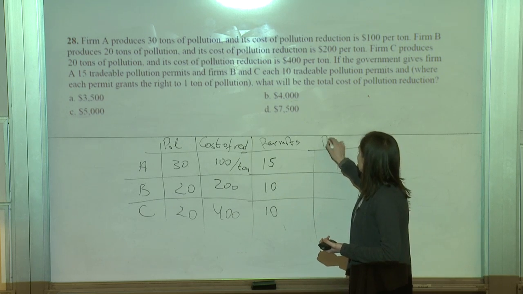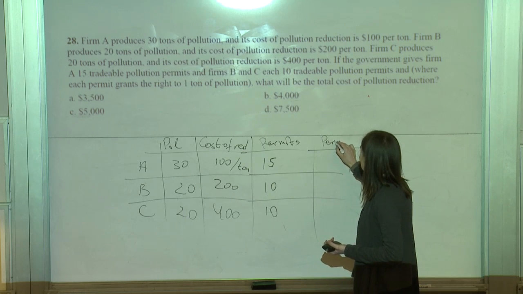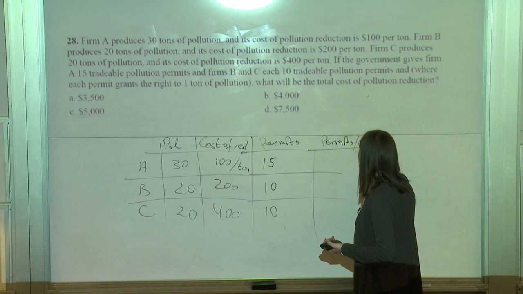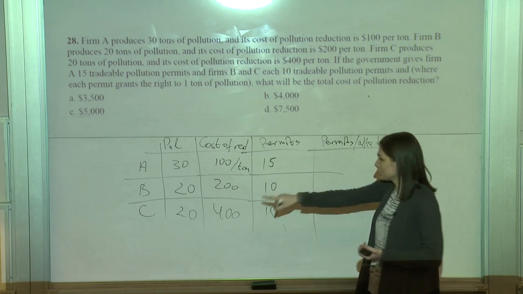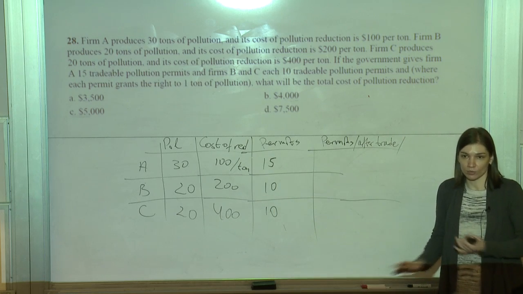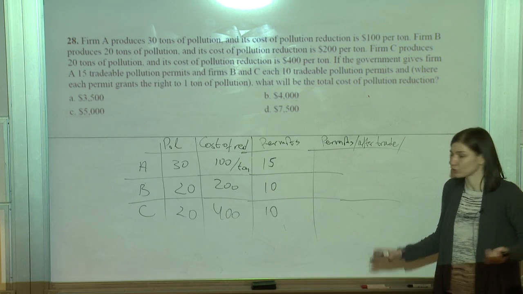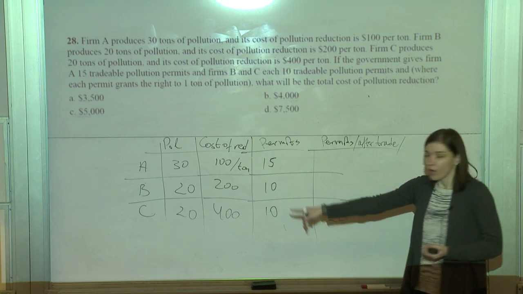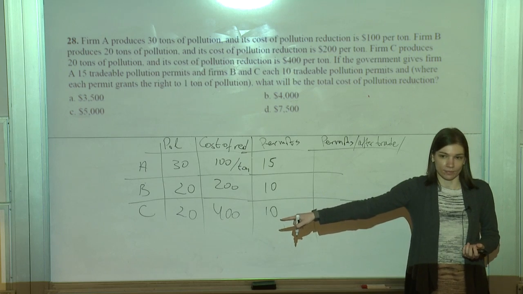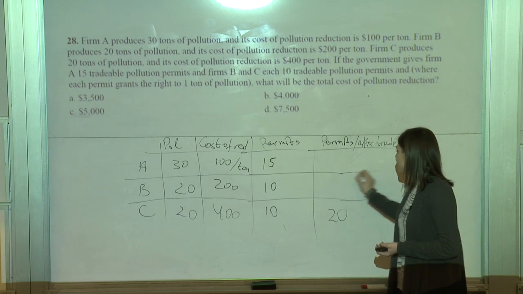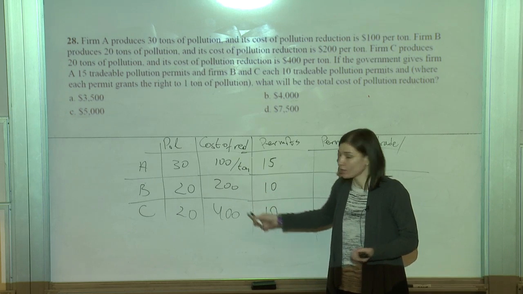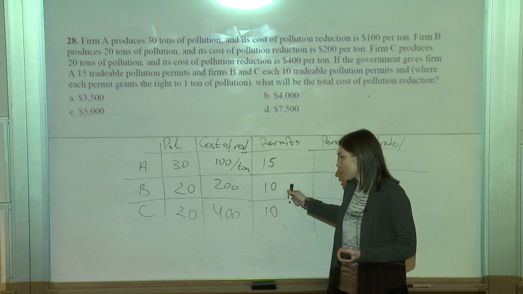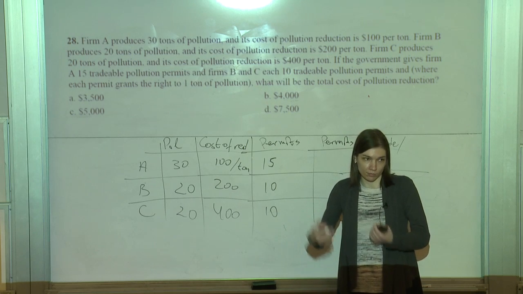So let's put this permit after trade. Right? So C is going to buy 10 for sure, because for them it's so expensive to reduce pollution. So they're going to end up with all the permits that they need. Okay? Okay, what about B? Well, for them it's also kind of expensive because they need to pay 200. All right? They only have 10 permits. So they will also want to buy from another firm.